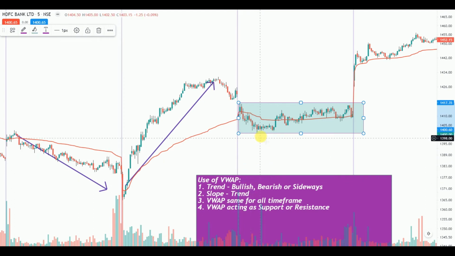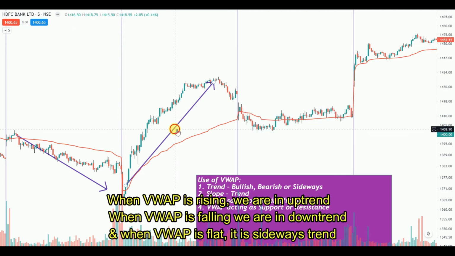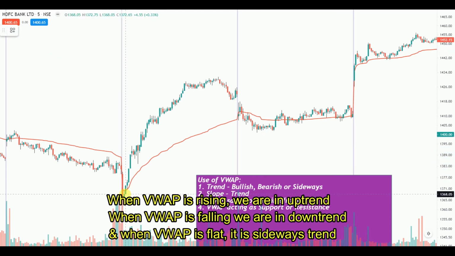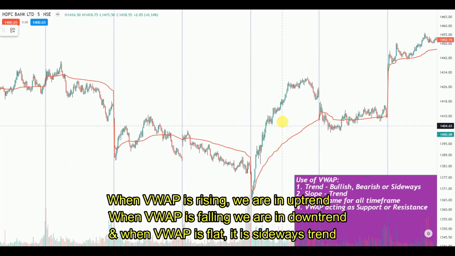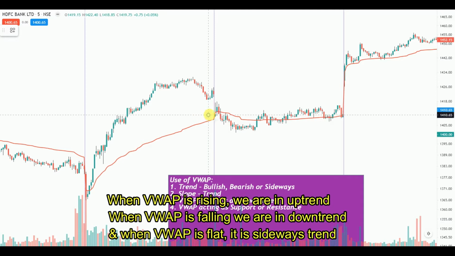Second point is slope of trend. When the slope of VWAP is in the upward direction, then we could say that the current stock is in an uptrend, like in this case. And when the slope of VWAP is falling down, like in this case, then we can say that the current intraday trend is in a downtrend. And when VWAP is staying flat, then we can say that the trend is sideways.